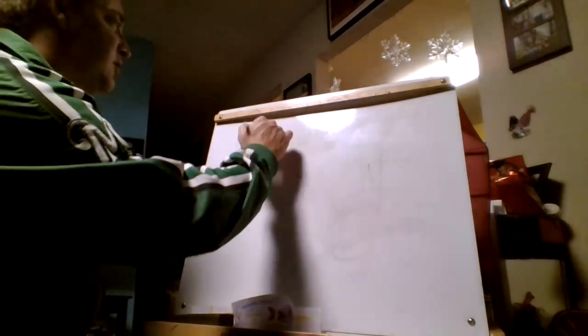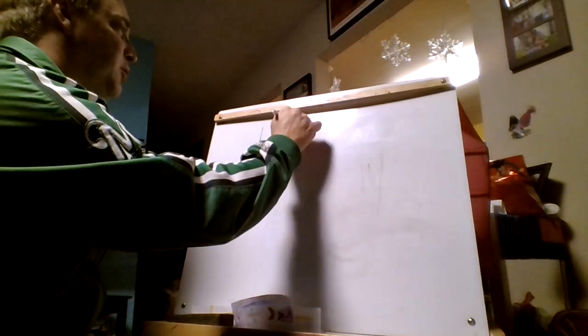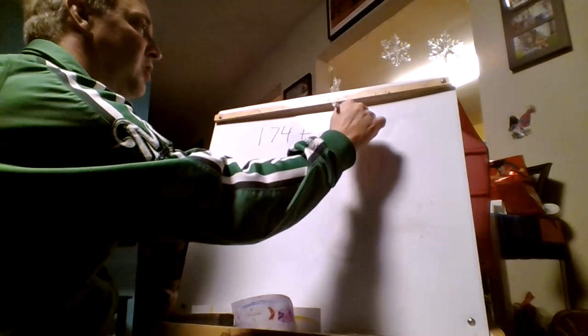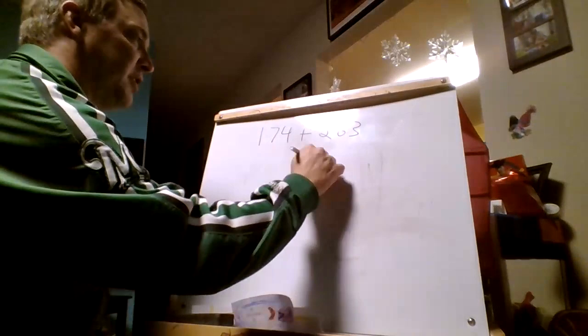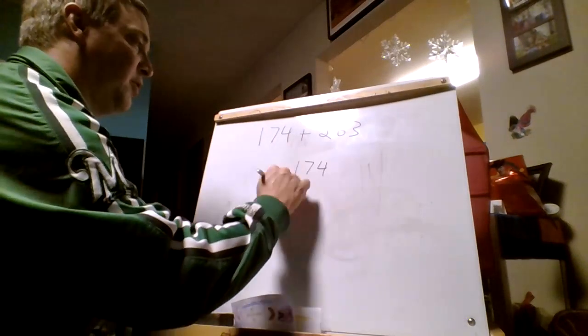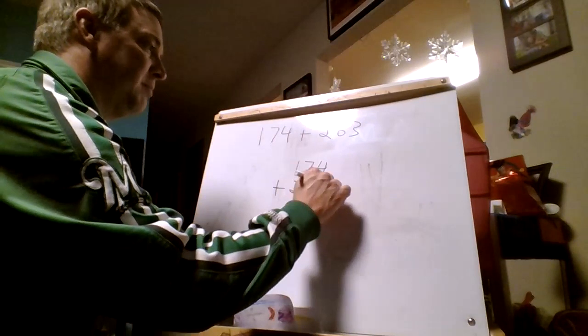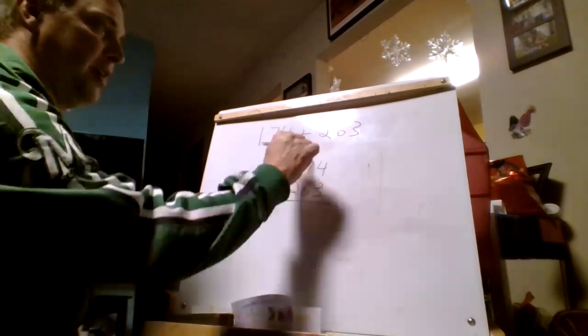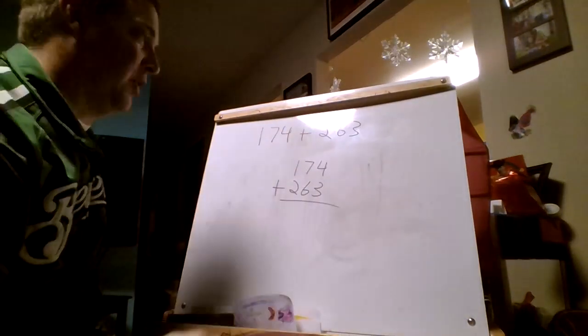I'm going to give just a couple quick introductions to how I would do things with addition. So if I was adding 174 plus 263, I would write it vertically as 174 plus 263. Notice how they're lined up nice and neatly in columns. So I would make sure I do that.